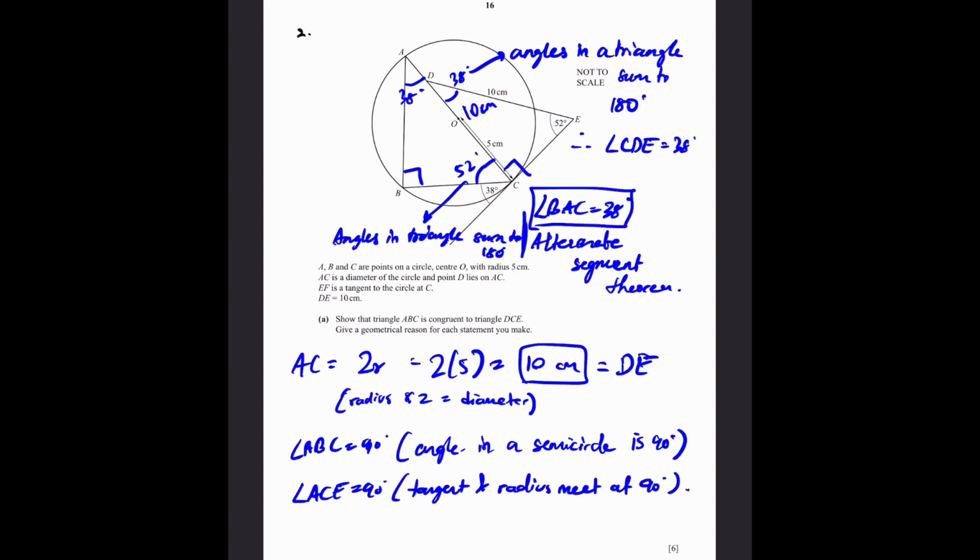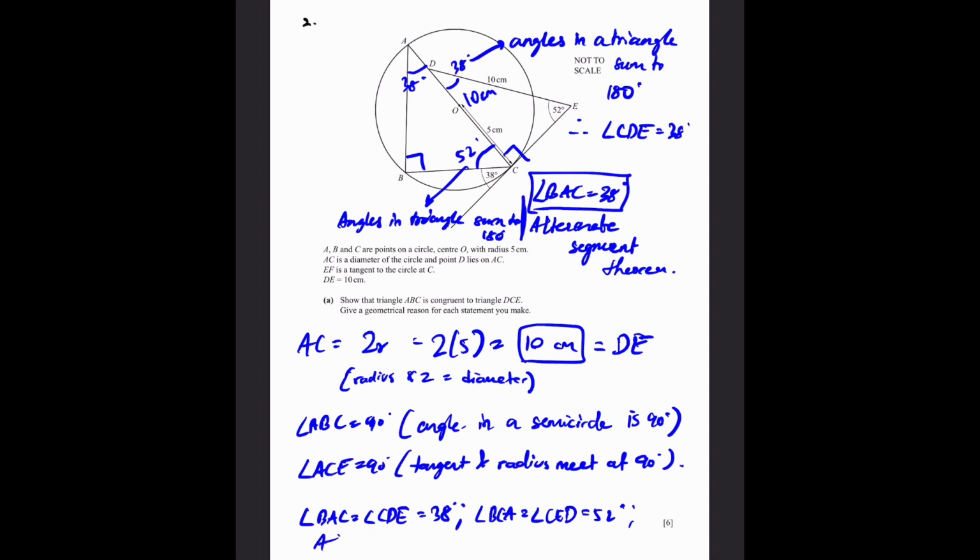So now, using the same property we used last question, we have one side and we have two angles, right? One side and two angles. Let's just write those down. Angle BAC equals angle CDE, and they both are equal to 38 degrees. And then angle BCA equals angle CED, which is equal to 52 degrees. And the last one is AC is equal to ED.